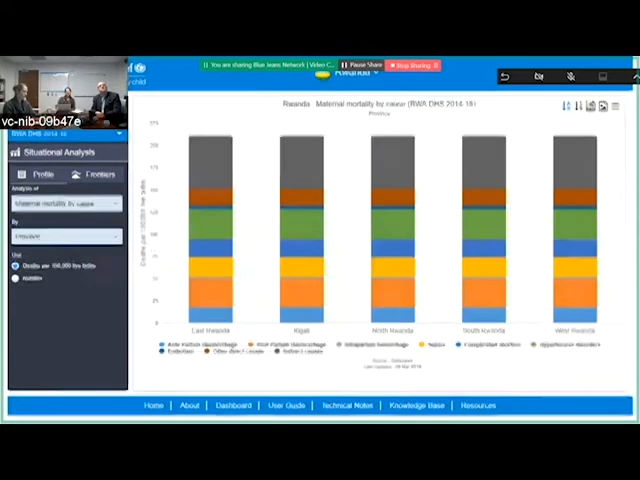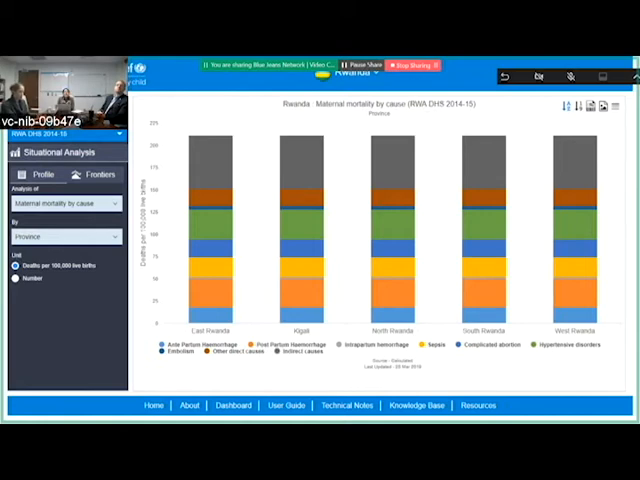So let's answer the second question. The second question was for Rwanda, and you'll notice that information comes from the Demographic Health Survey 2014-15. It was the most recent available, and it's looking at maternal mortality by cause, by province. I decided to look at the rate, the deaths per 100,000, as opposed to the number.